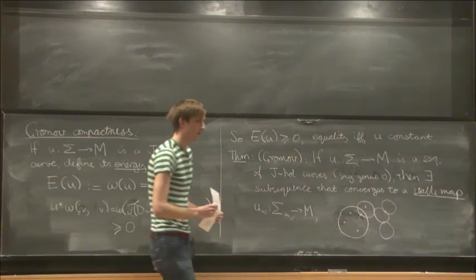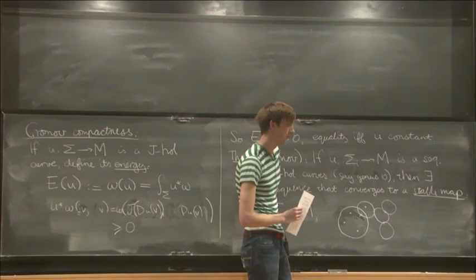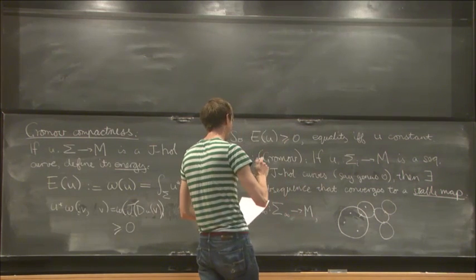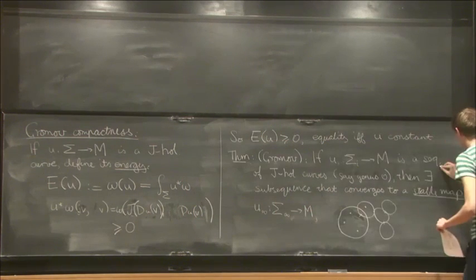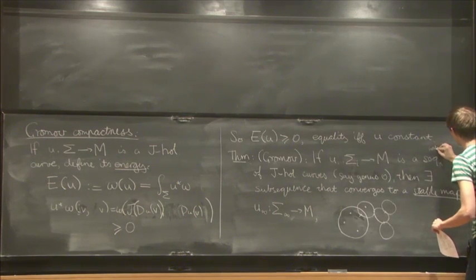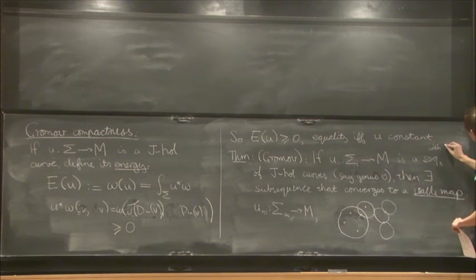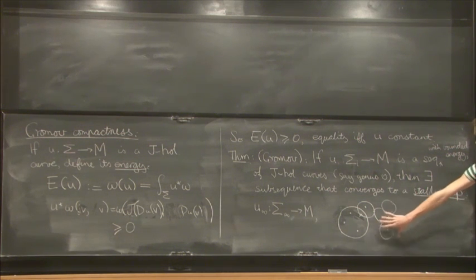Is this a sequence of bounded energy? Yes, that is a very important point. This is a sequence of J-holomorphic maps with bounded energy. Then there's a subsequence that converges in this sense.